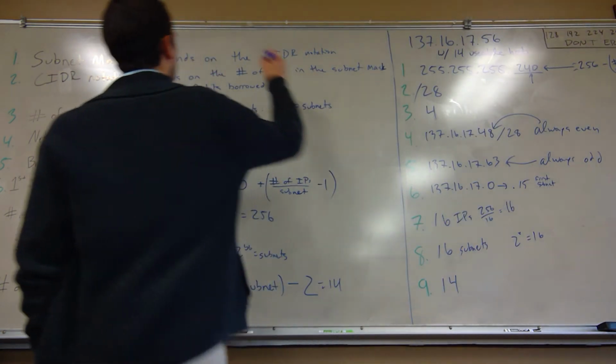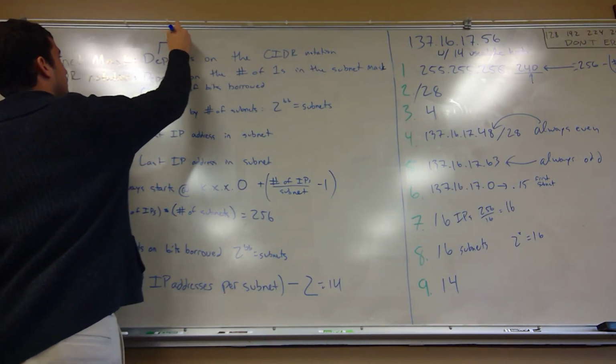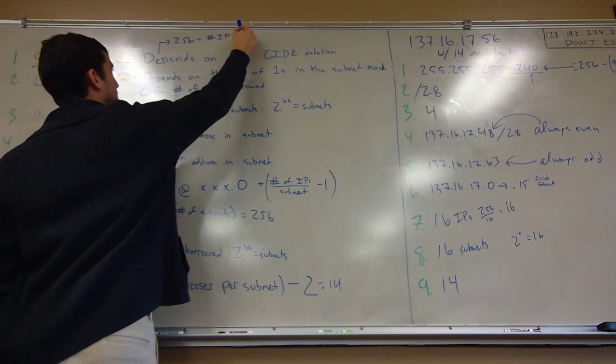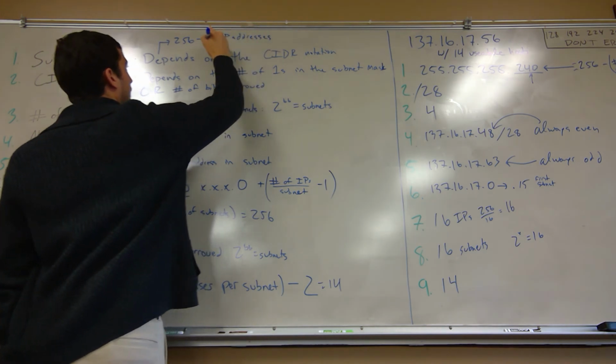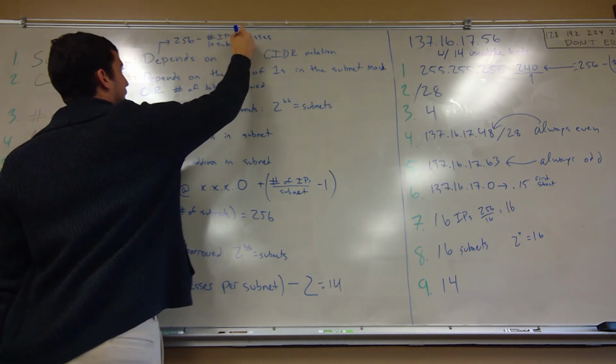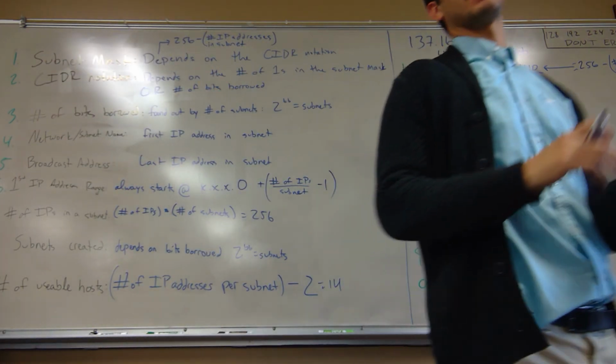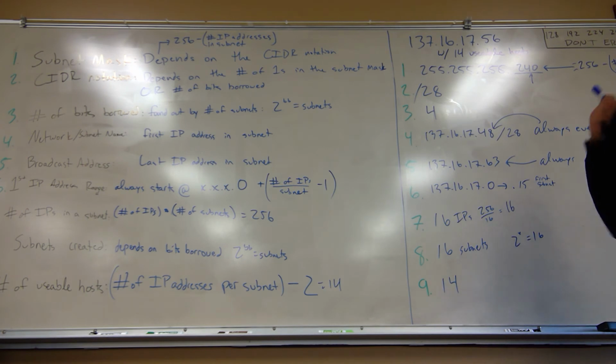So I'm going to add that up here. 256 minus the number of IP addresses in the subnet. Why does this work? Because it's all based on binary. It's probably just observation. There's no reason. Well, no, because everything is based on binary and everything's a power of 2, you're going to have things that match. That's just how math works sometimes.